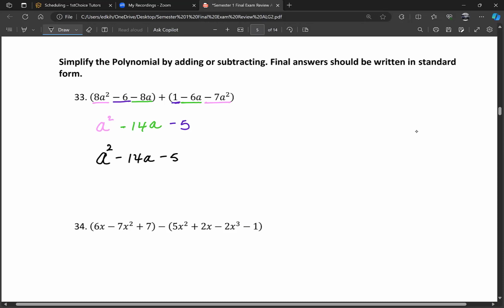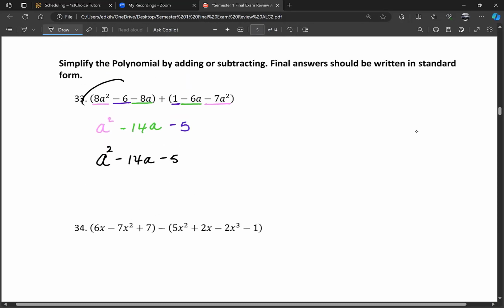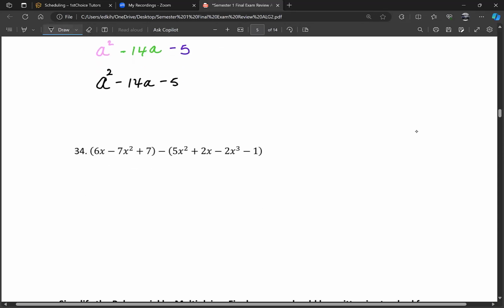There you go. Now remember, when you're adding 2 polynomials, life is pretty straightforward. However, when you're subtracting, you want to be a lot more careful because this subtraction symbol is affecting all of these numbers after it, all the signs are going to be changed. The reason is you're distributing a negative 1, like negative 1 times 5. So this will end up being negative 5x to the second. This will end up being minus 2x plus 2x cubed plus 1. I'm just going to bring down the first one because nothing changed there. So 6x minus 7x squared plus 7.